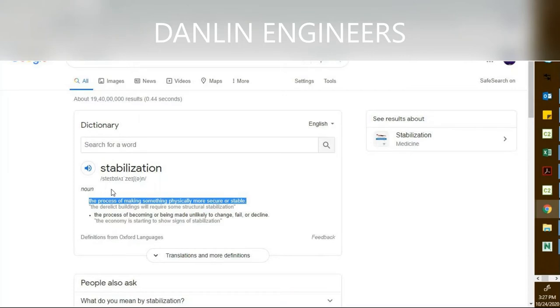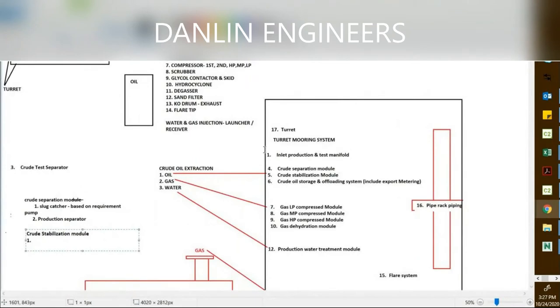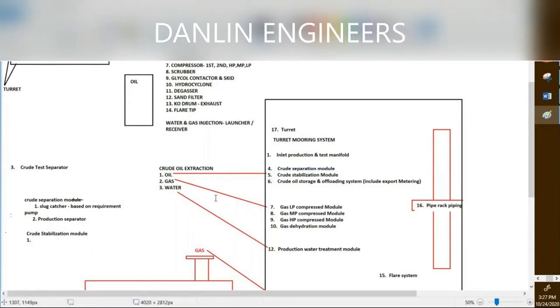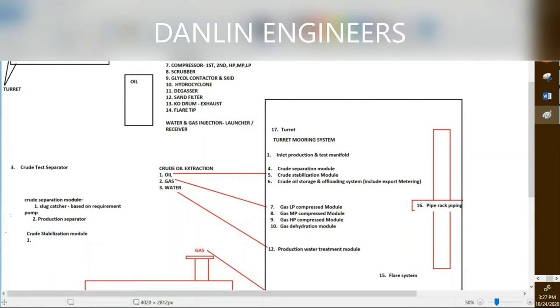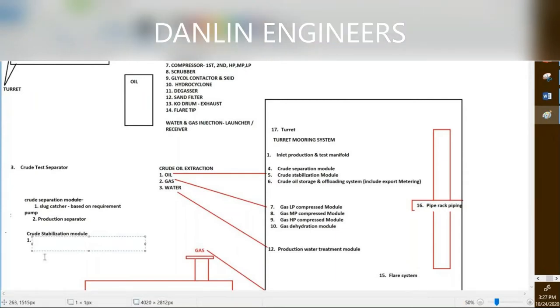So that means we are going to make something more secure and stable, without any extra components. If anything is there, we have to remove it and get the pure quality byproduct, and that has to be taken care of, right? So here, the byproduct from the crude which we are going to take is the oil. For that, some vessels and equipments will be coming into the picture, namely the electrostatic coalescer.